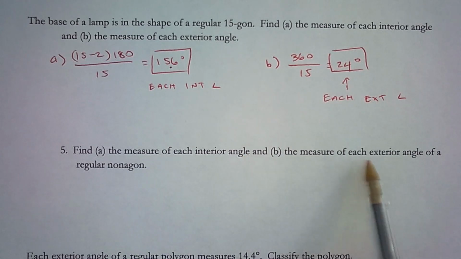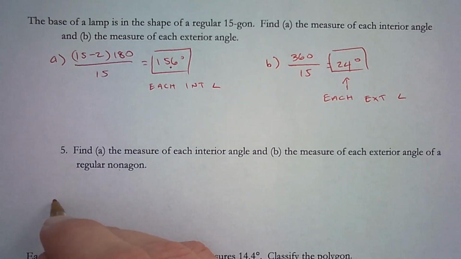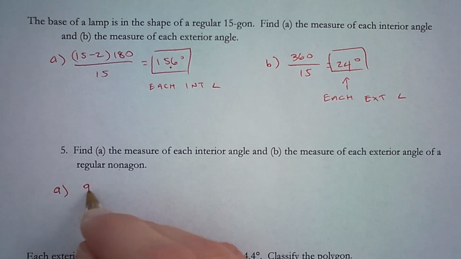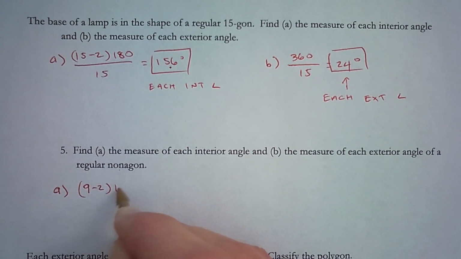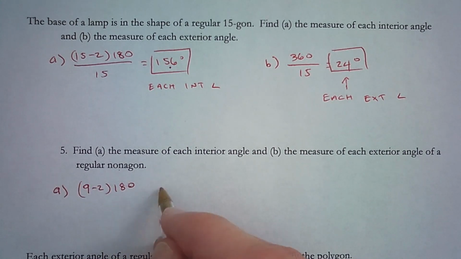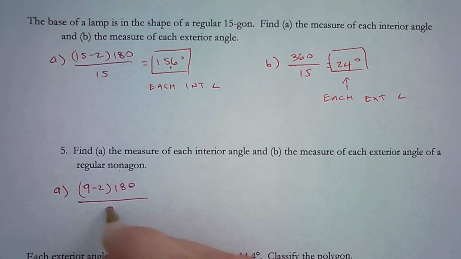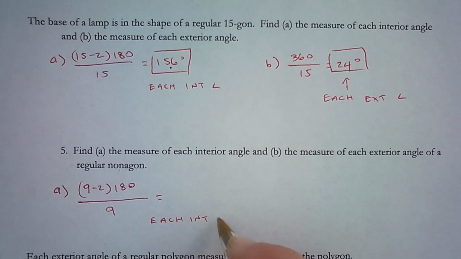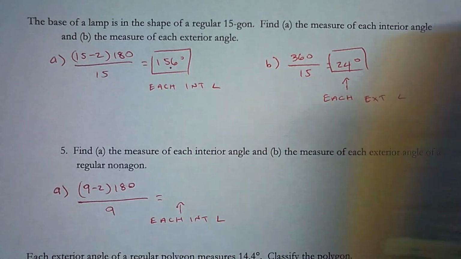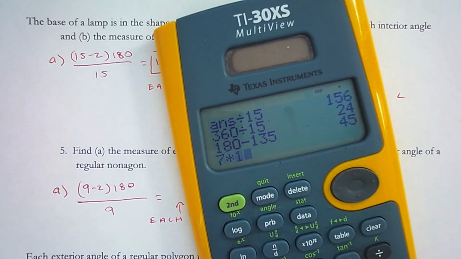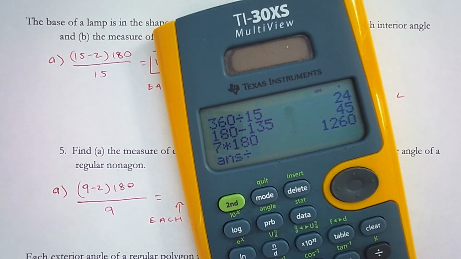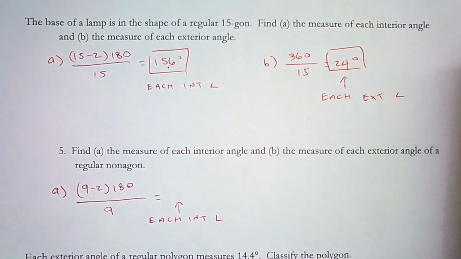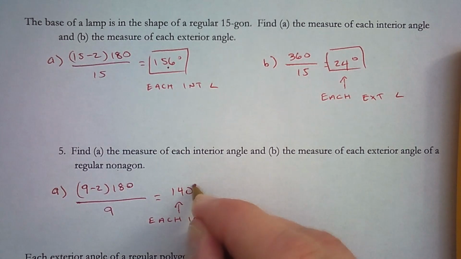Okay, so we'll do that here for a nonagon. That's 9 sides. So that's 9 minus 2, the number of triangles, times 180 each. That gives me the total number of degrees. Divide by 9, and that gives me each interior angle. So that's 7 times 180 divided by 9, 140 degrees each.